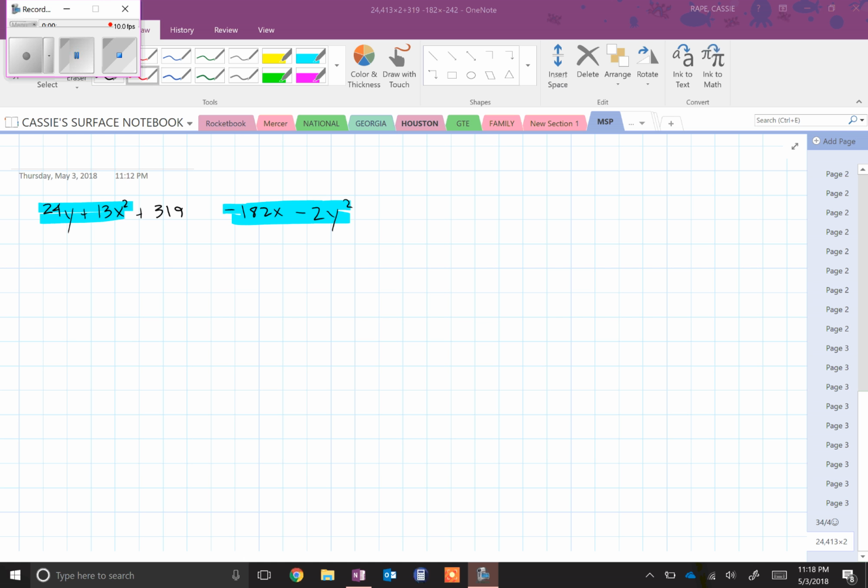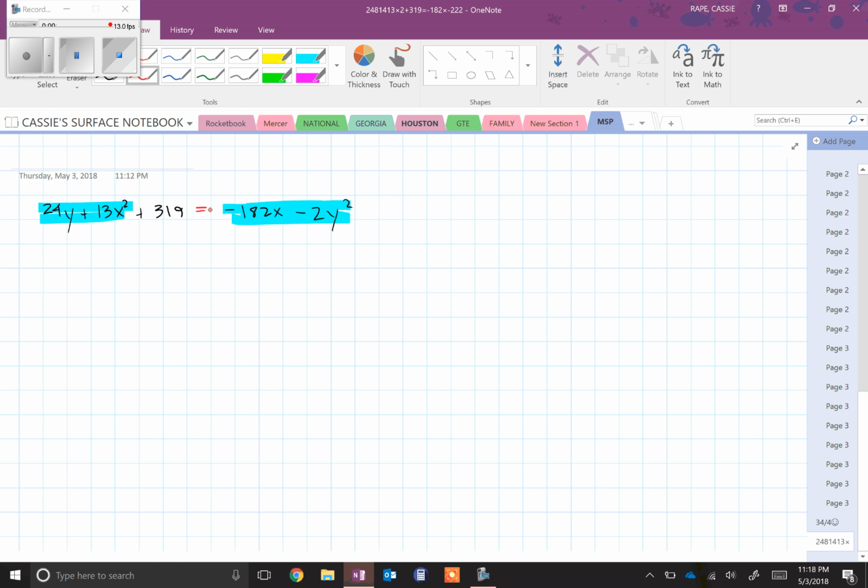Okay, so this is number one. Or actually, it's not number one. It was the top left one on the page, but I think it was the back of the page. The first thing you do in these is you've got to get all of the variables on one side and the constant on the other side.